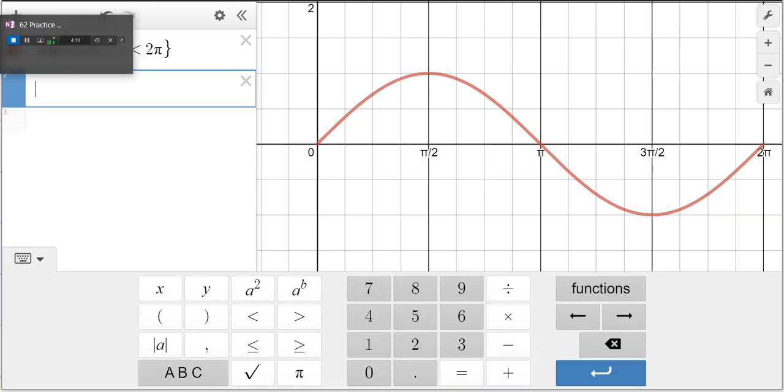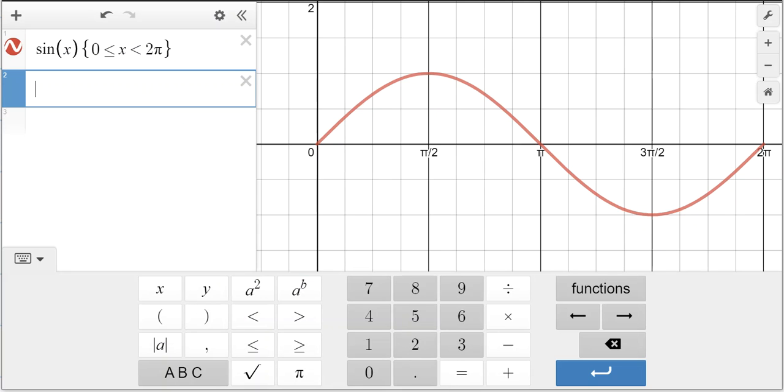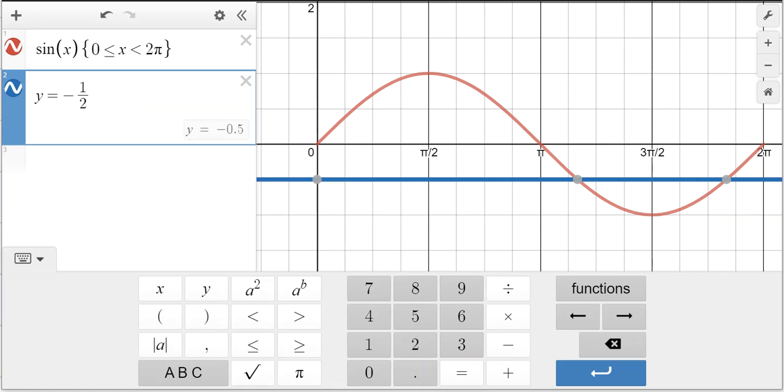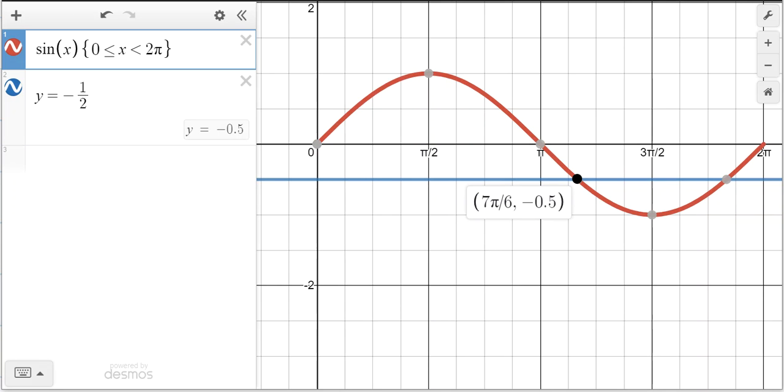Now here again, what we were looking for is when does sine of theta equal -1/2? And some of you might be thinking to yourselves what I might be doing next. So I'll type y equals -1/2, and now we see a line that represents the value -1/2, and anywhere that this line intersects the sine function, well, that represents a solution to our original problem.